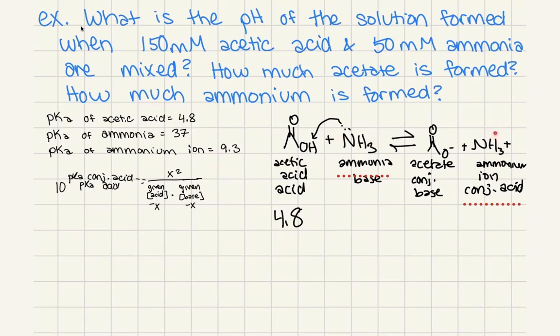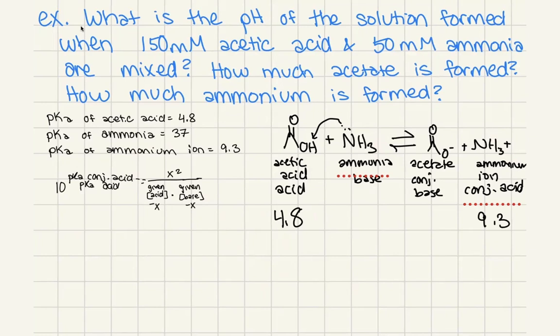And this is actually going to be the one that we want because we want the conjugate acid. We don't want the pKa of ammonia because that's telling us about ammonia deprotonation when we want to know about ammonium deprotonation, because our ammonia is going to be the base in this case. So what we're going to want to do is use this ammonium ion pKa, which is going to be 9.3.